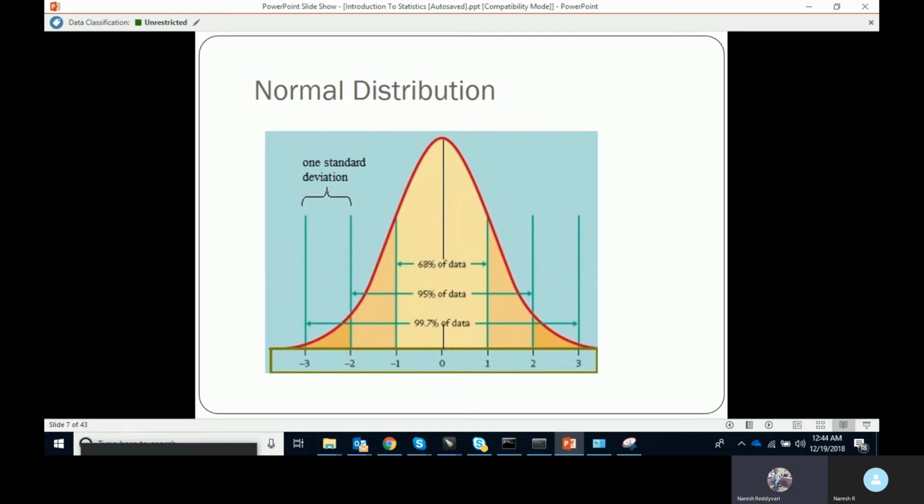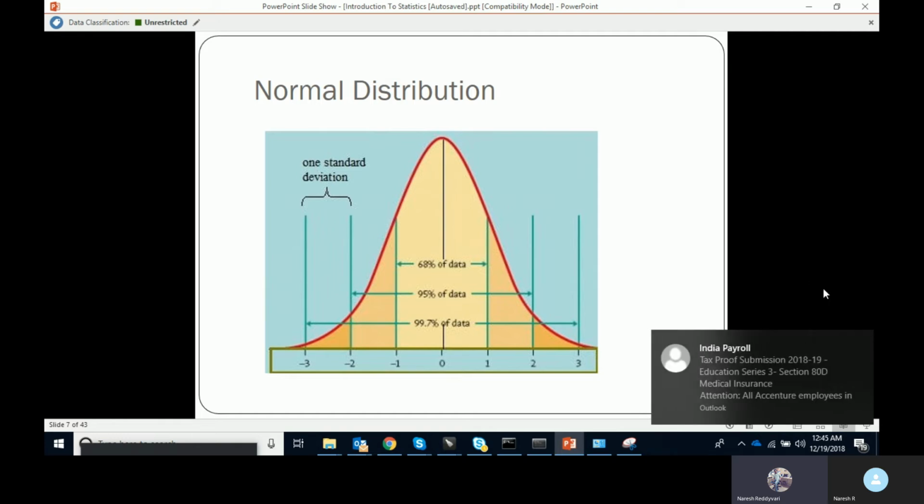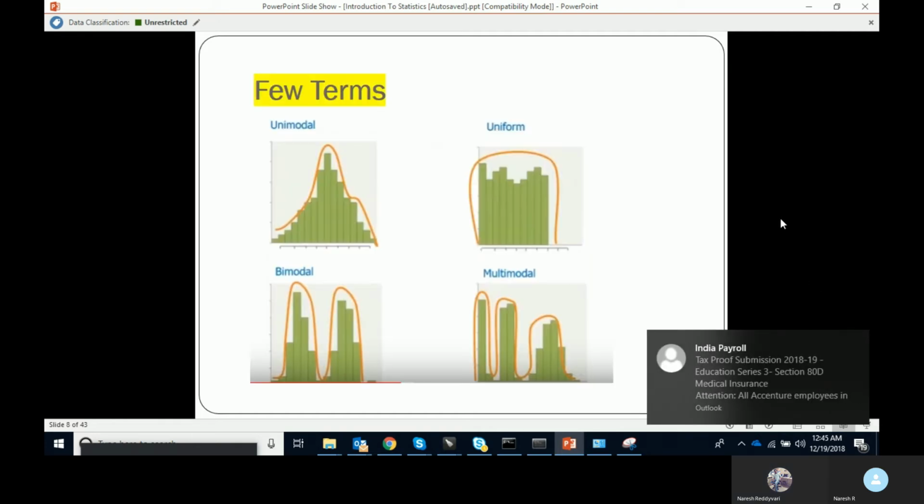Okay, so in mathematical terms, if it is normally distributed, 68% of the data lies in the first segment, and almost 95% of the data will be in my first two segments. Okay, so you can just think of it. So my complete data will be towards the mean. So this is normally distributed.